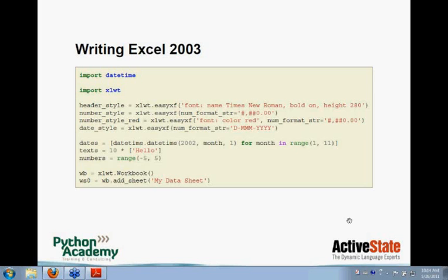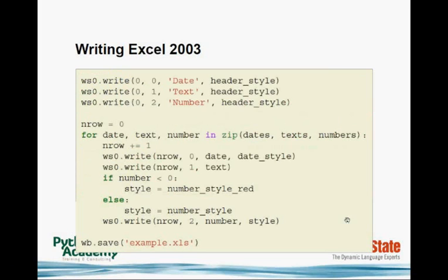And now we just create a few dates. So we have 10 dates. We use the built-in datetime module and create 10 datetime instances, starting from January 2002 up to October. And then we have 10 times the text hello, and then we have the numbers -5 to +4. And now we make again an instance, give it a name. In the next slide we see how we can store this.